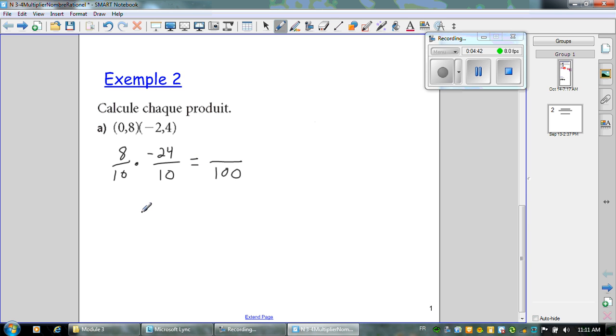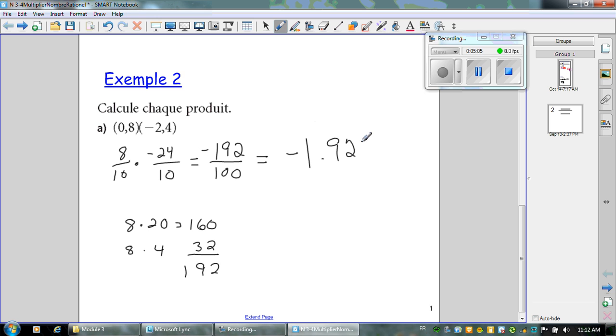Well, you know your answer is going to be negative because there's a positive and a negative. 8 times 20, that's 160. And 8 multiplied by 4, that's 32. So that's 192. So you have negative 192 hundredths, which can be written as negative 1 and 92 hundredths. That's how you multiply decimals.